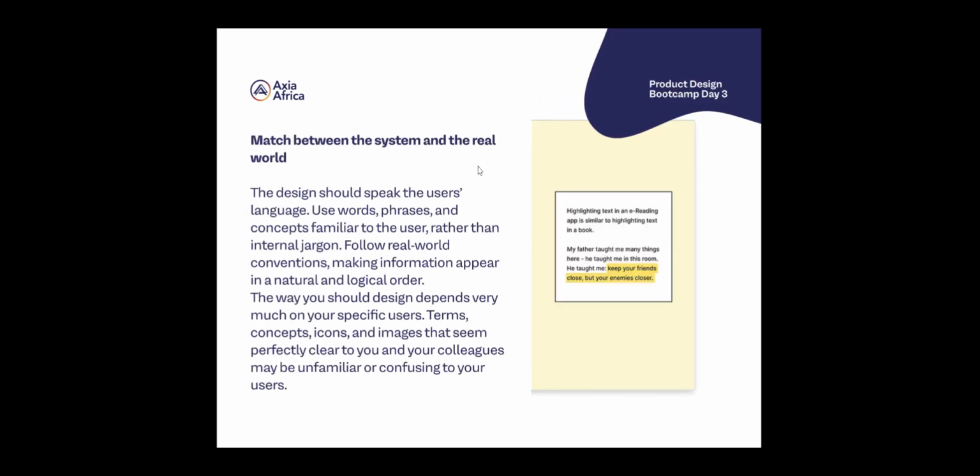Now let's move to the next usability heuristic. Match between the system and the real world. Look at this place here. On this image, it says highlighting text in an e-reading app. Highlighting text in an e-reading app is similar to highlighting text in a book.